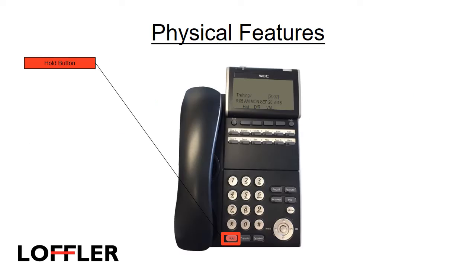We will start with the hold button. The hold button will put internal and external calls on hold. Once a call is on hold, it can be picked up by pressing the flashing line key. This can be done by another user with the same call appearance button. If you wish to place a call on exclusive hold so that only you can retrieve the call, press the hold button twice. Press the flashing line key to receive the held call from your phone.